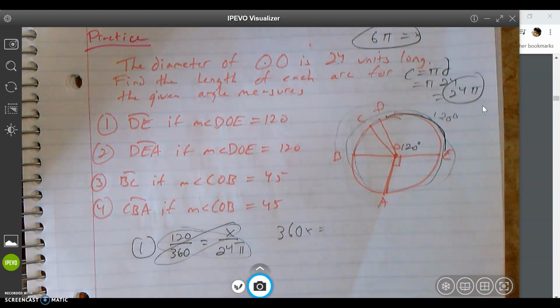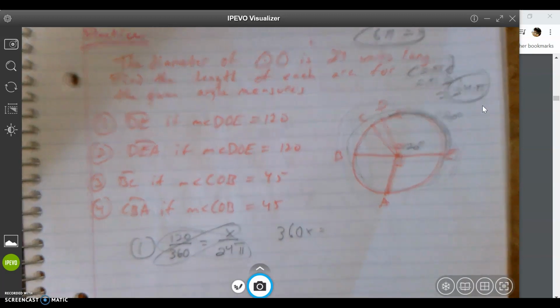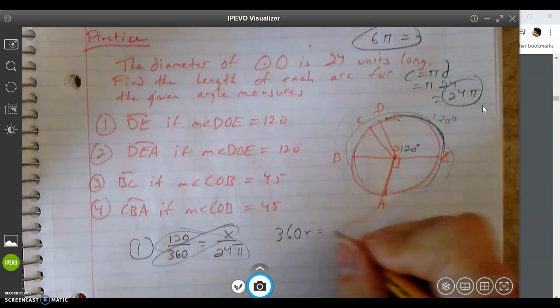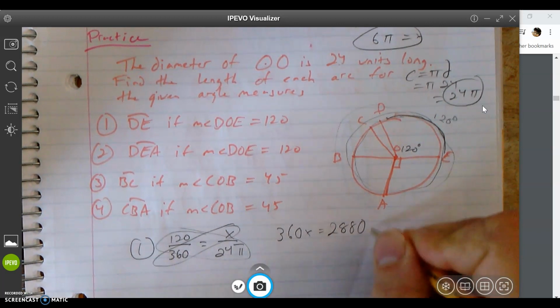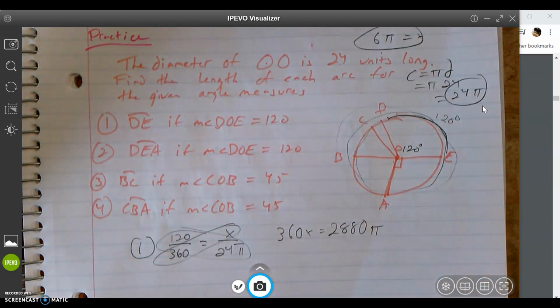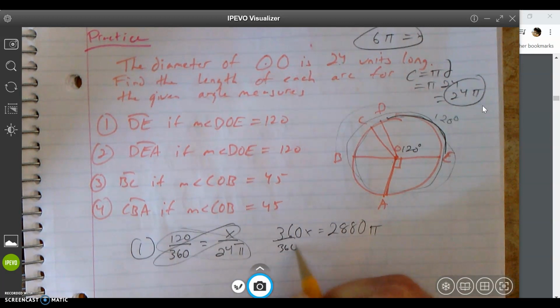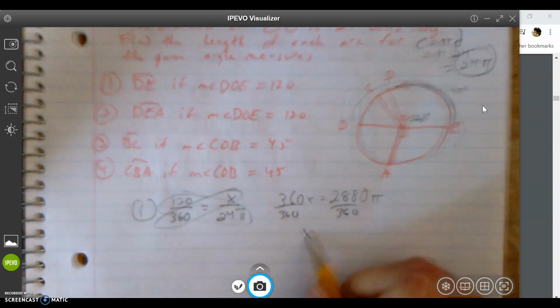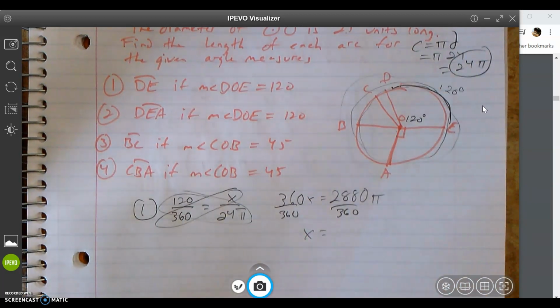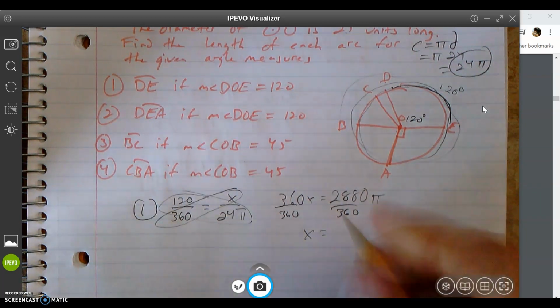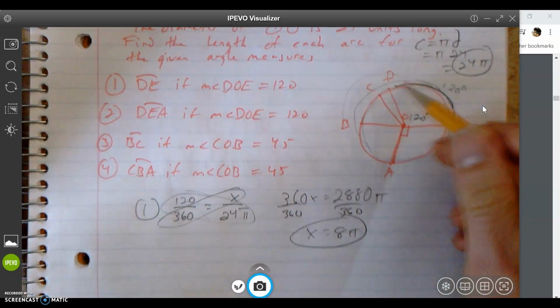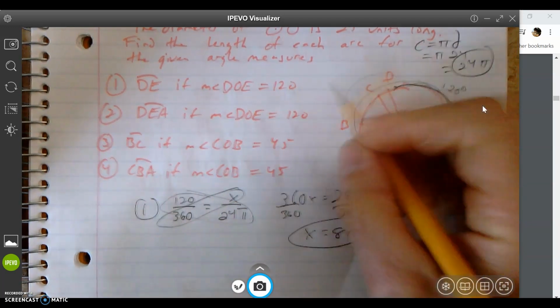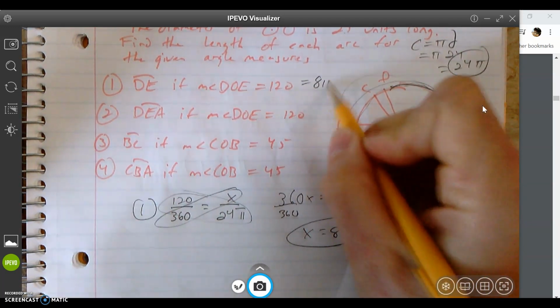360 times x equals 120 times 24 pi. Don't multiply by pi. So 2,880 pi. What am I going to do now? Divide by 360. So x equals 2,880 divided by 360, which is 8. So 8 pi is the length of this. So the length of arc DE is 8 pi.